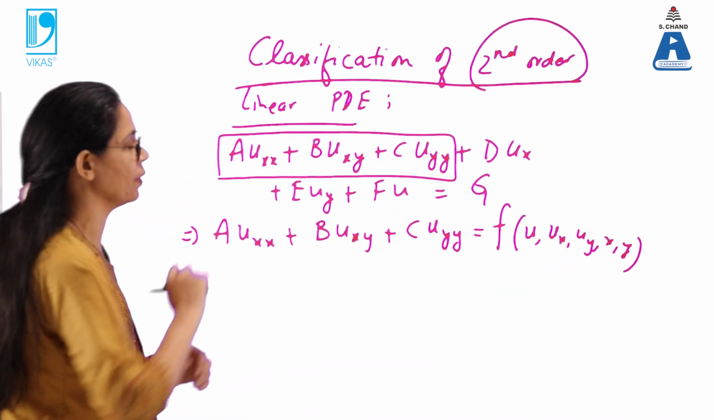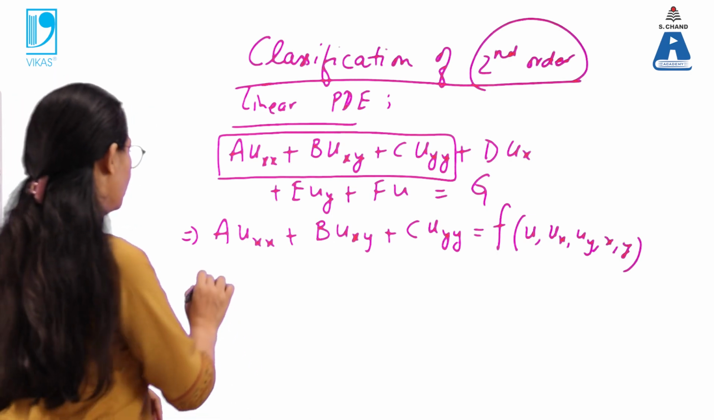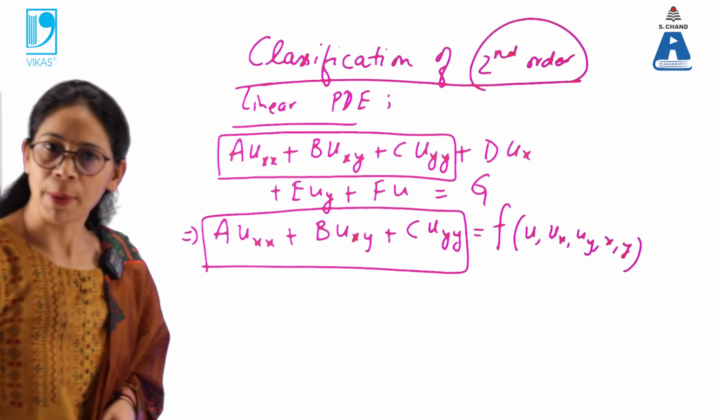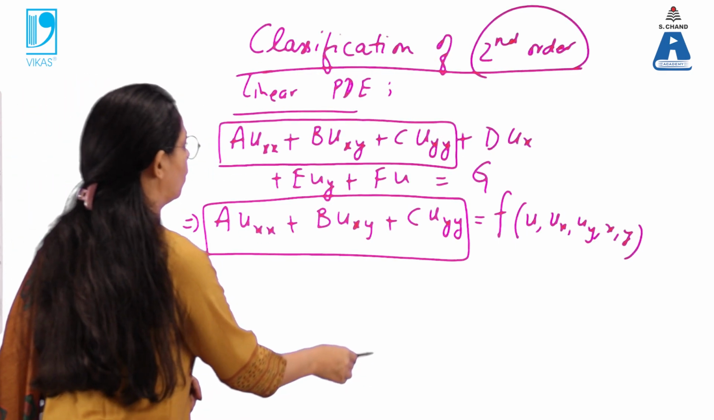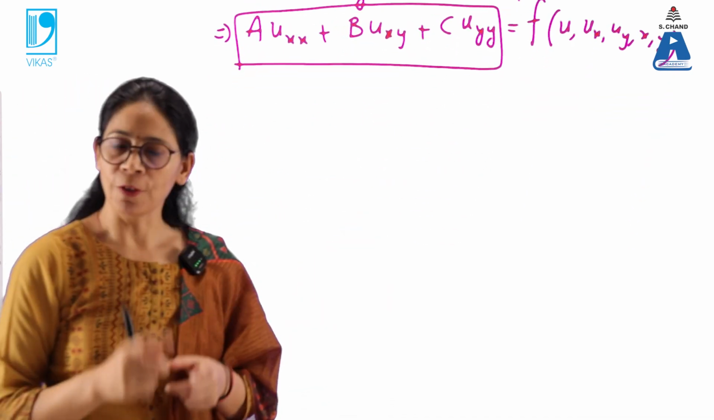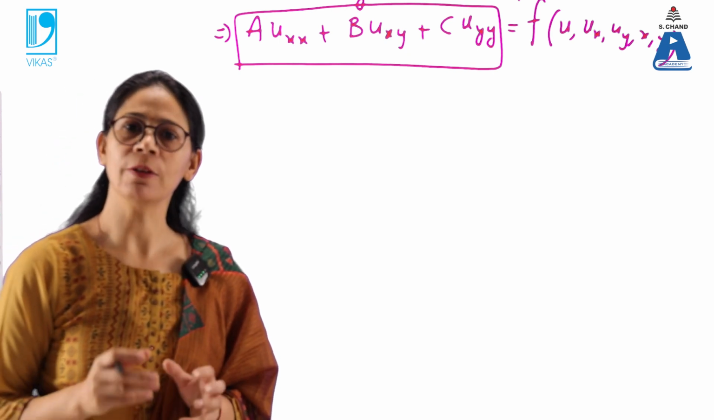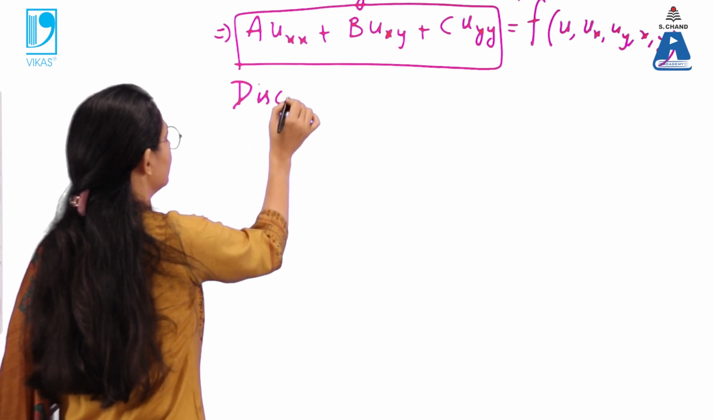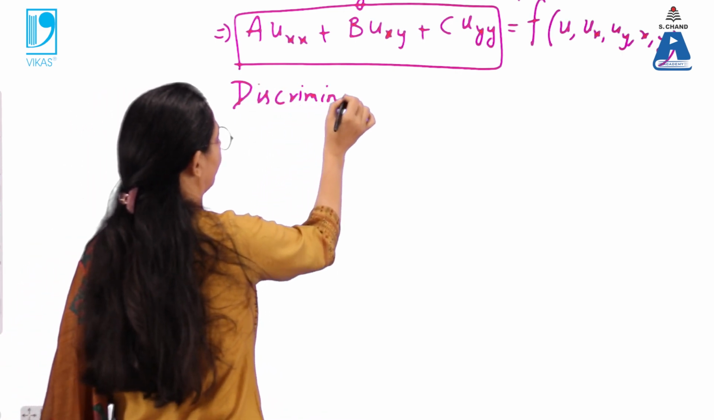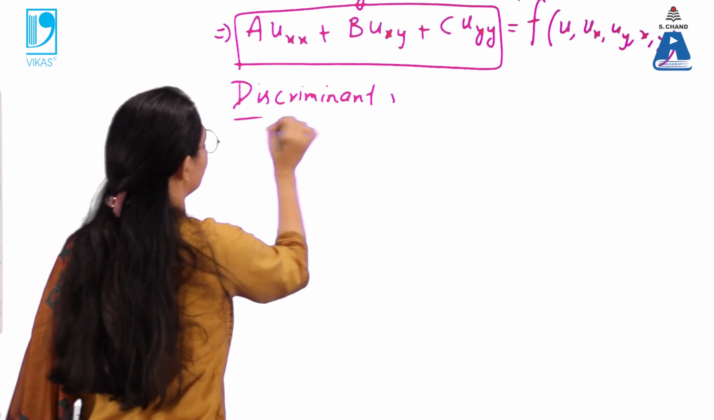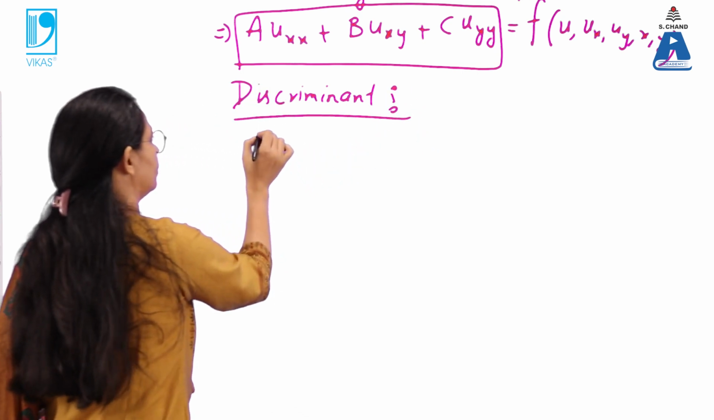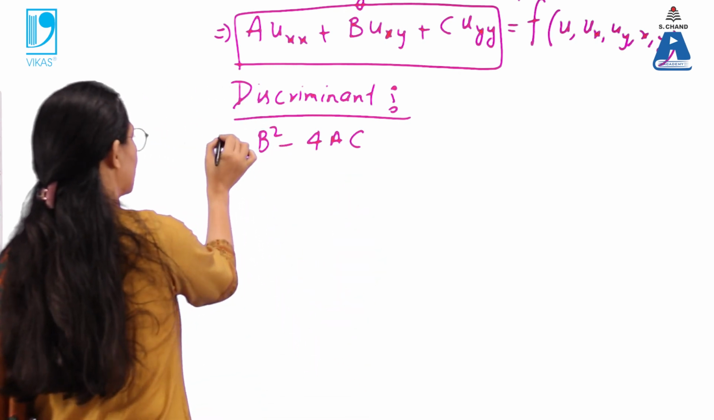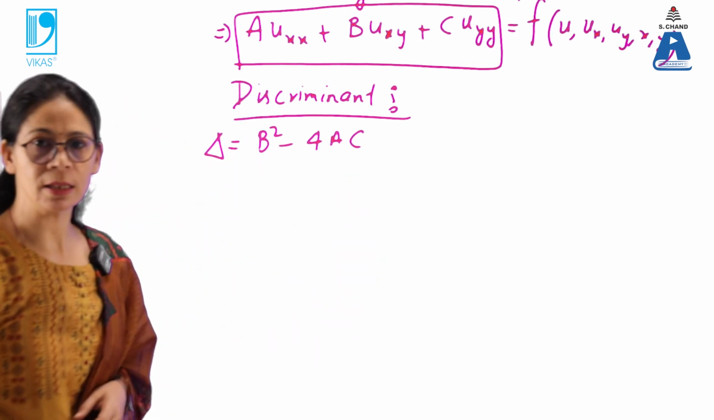So, the rest of all the terms we have taken to the right hand side. So, these terms will be involved in classification of the partial differential equation, which is of second order. Now, for the classification of this, we will find out the discriminant. The discriminant will be written as b square minus 4ac. This can be represented as delta.